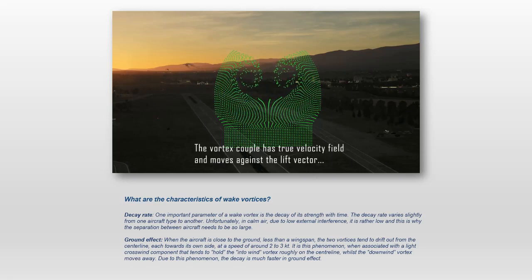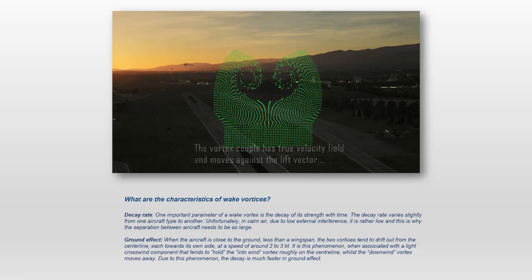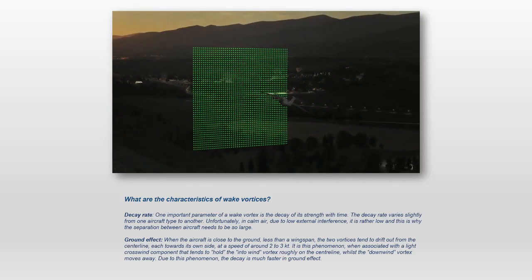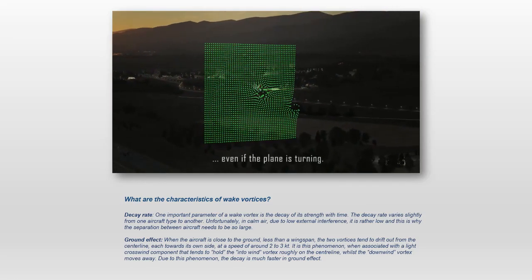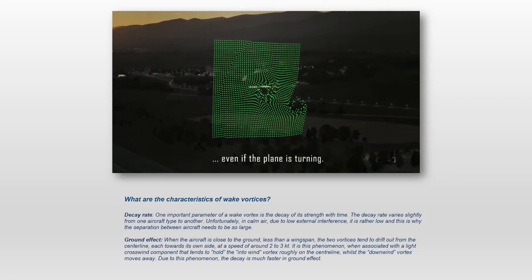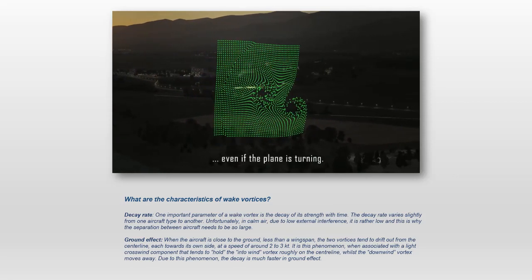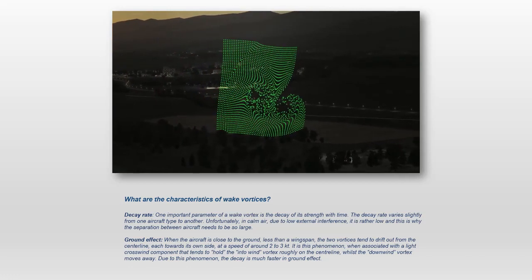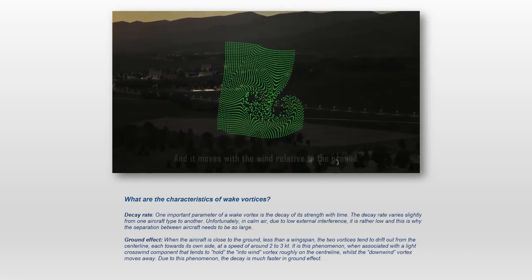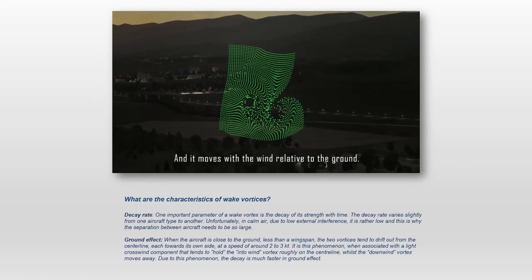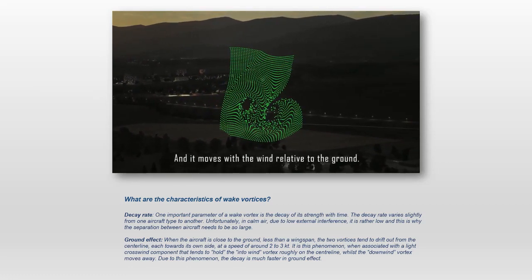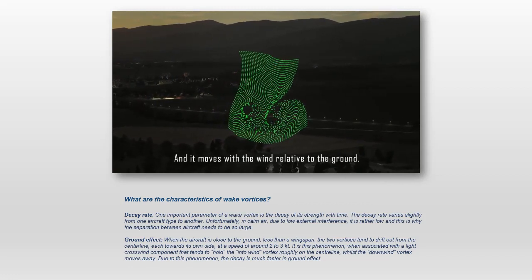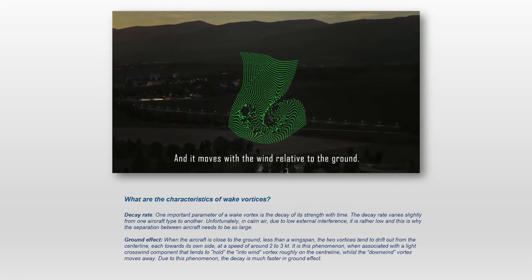Ground effect. When the aircraft is close to the ground, less than a wingspan, the two vortices tend to drift out from the center line, each towards its own side, at a speed of around 2 to 3 knots. It is this phenomenon, when associated with a light crosswind component, that tends to hold the upwind vortex roughly on the centerline, whilst the downwind vortex moves away. Due to this phenomenon, the decay is much faster in ground effect.